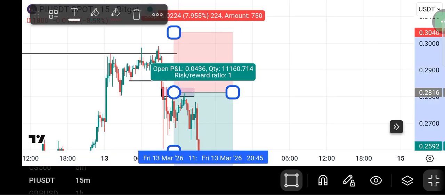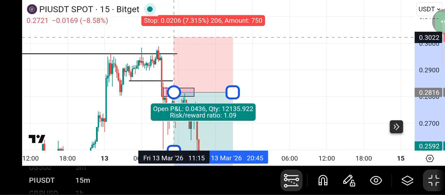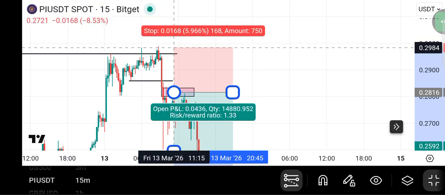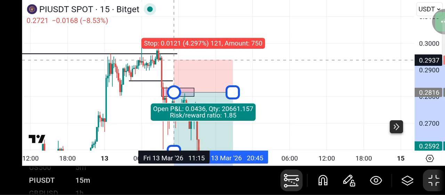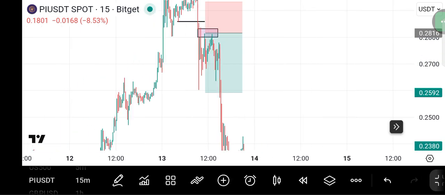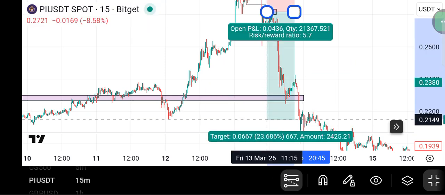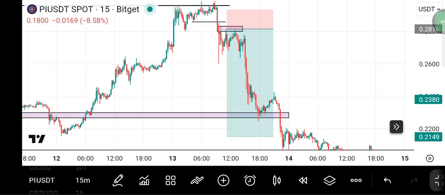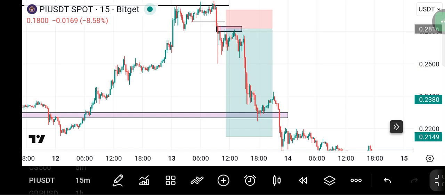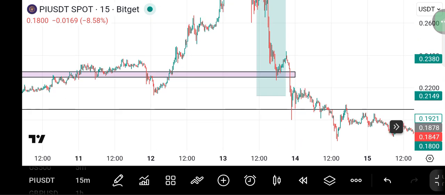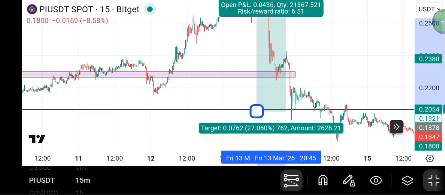If you want a safer SL, you can use this high. But me, I'll usually use this fair value gap as my SL. And if you're targeting, what will be your target? Your target will be this next range here. That is your first entry, and that's like the only entry price gave in this market.